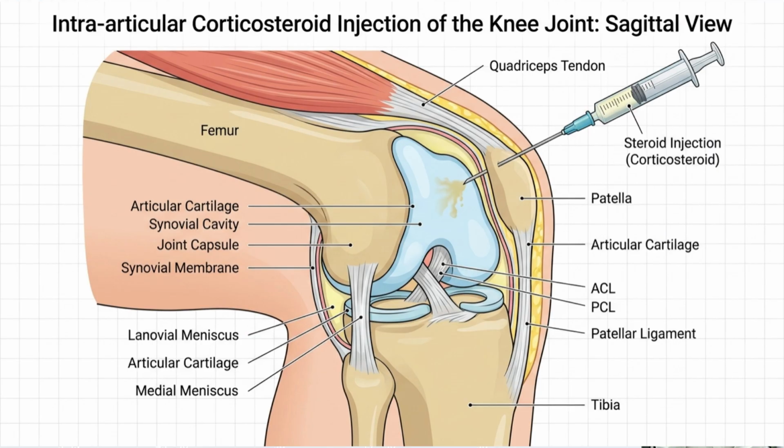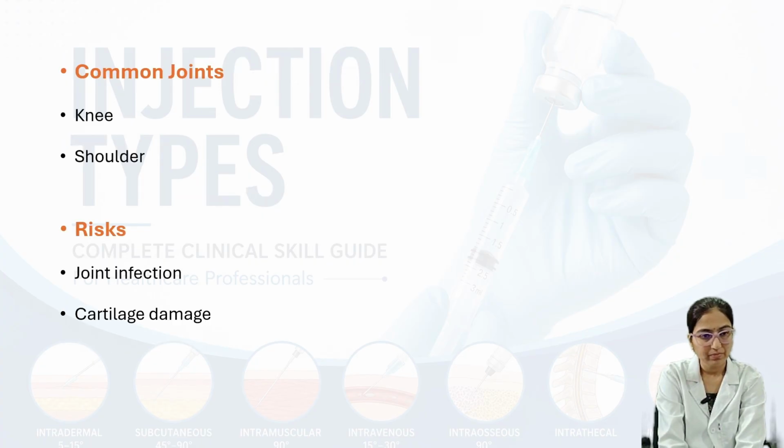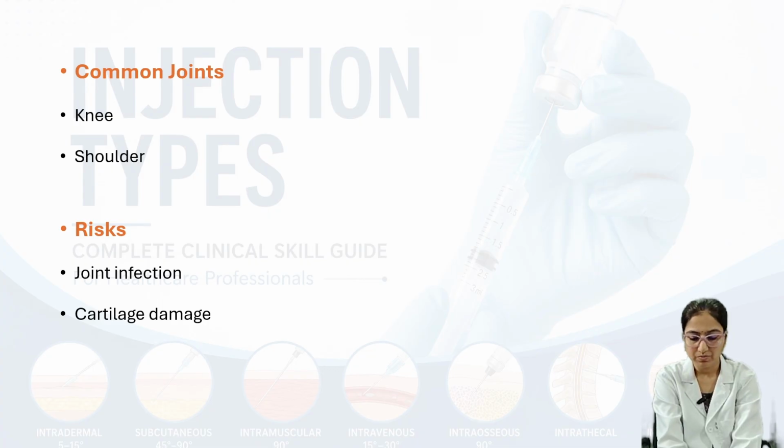Next, we'll see intra-articular injection. Here, injection into the joint cavity, that is intra-articular. And then uses, it's used in the case of steroids and then arthritis treatment. And then common joints, it is used in the knee joint and then shoulder joint. And then risks, joint infection and then cartilage damage we can see in some conditions.